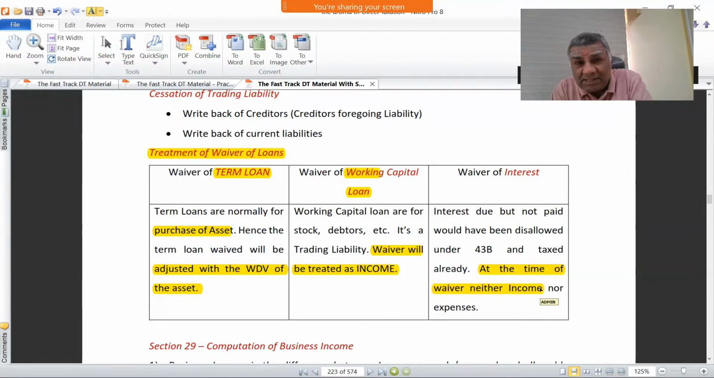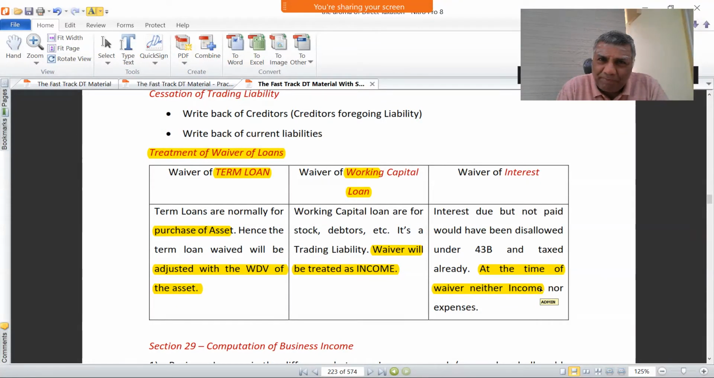Apart from this, any trading liability which is waived, meaning it does not exist anymore, such as trade creditors returned back, short-term loans returned back, current liabilities returned back, shall be treated as income.